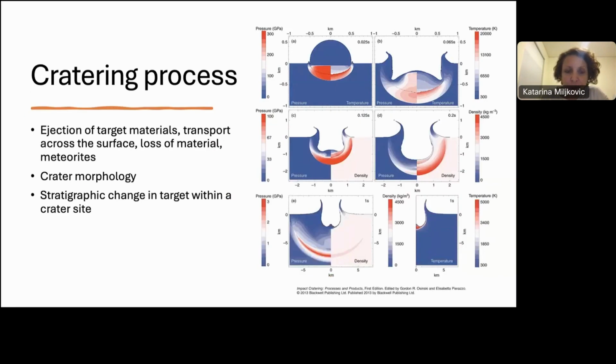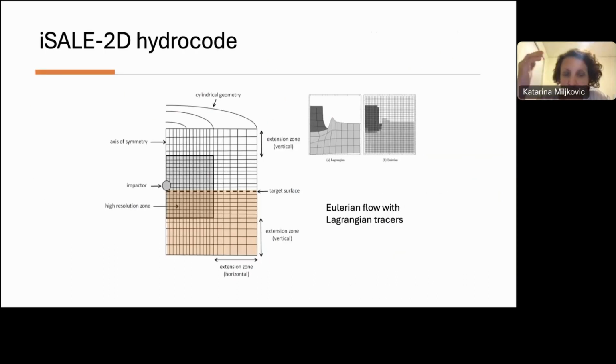So for the cratering process, this is a snapshot from the iSALE-2D code. You'll see a little bit more of those during the talk. The 2D code is generally cylindrically symmetric, so what we're simulating is kind of a vertical cross-section of half a crater. We assume that the vertical axis is the symmetry axis, so if you spin it around the vertical axis, you get a full crater.